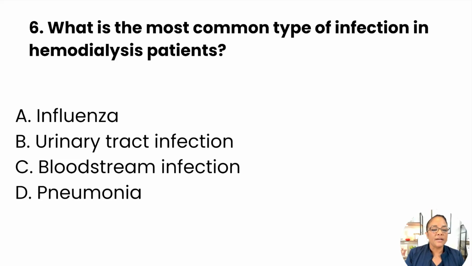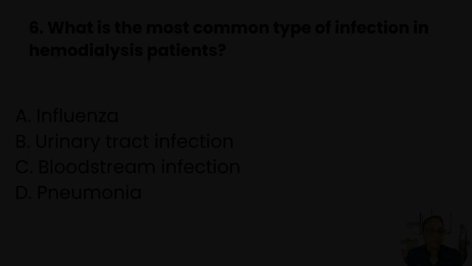All right, let's continue with question number 6. What is the most common type of infection in hemodialysis patients? A, influenza. B, urinary tract infection. C, bloodstream infection. D, pneumonia.